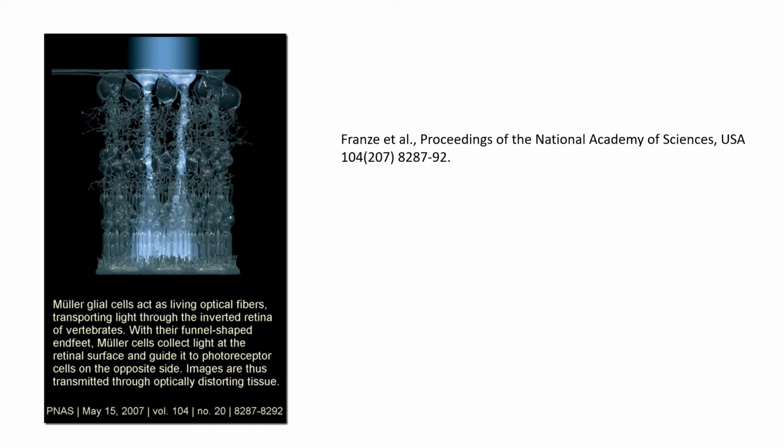And you can see here a blurb from the Proceedings of the National Academy of Sciences, one of the most prestigious scientific publications in the world, stating that the Mueller cells collect the light at the retinal surface and guide it to photoreceptor cells on the opposite side, and therefore there is no distortion of the light as it passes through this layer of cells. And it turns out that that was just the beginning of the story.